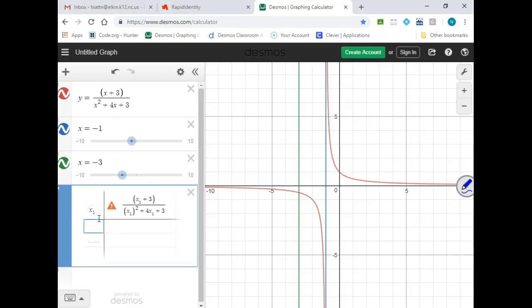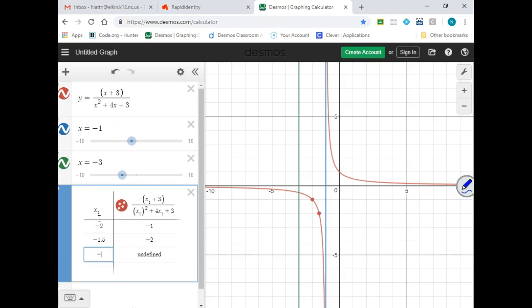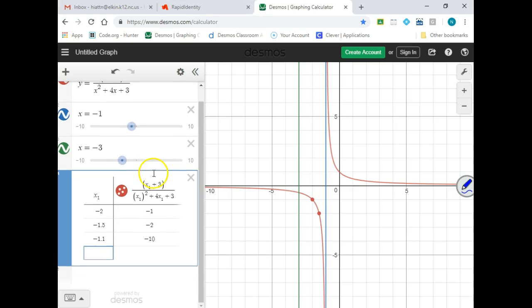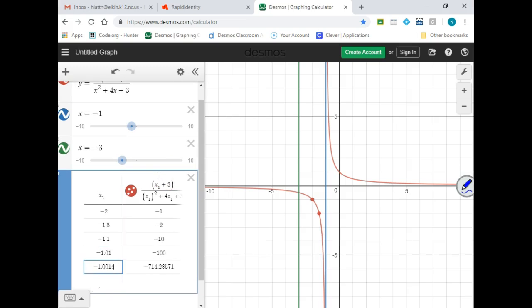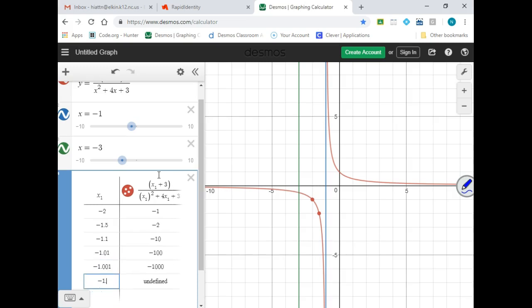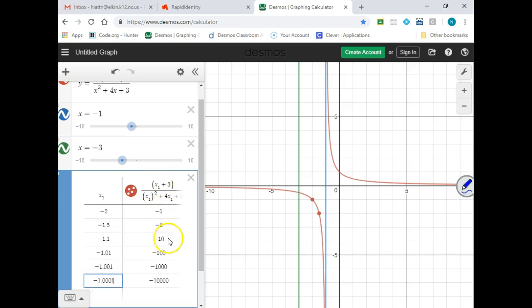Then in Desmos I'm just going to type those numbers in, so -2, -1.5, -1.1, -1.01, -1.001, and you can see what's happening to our numbers.